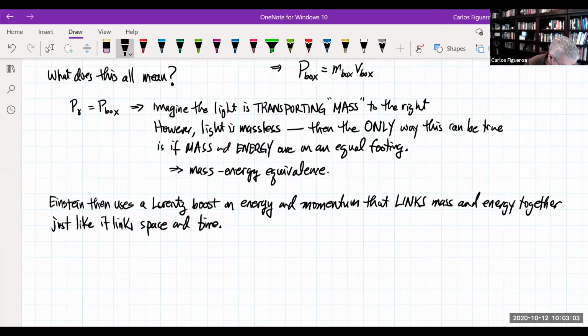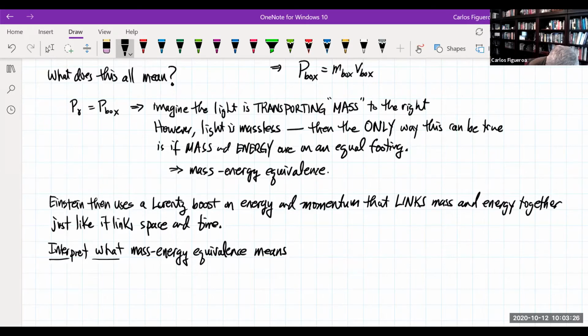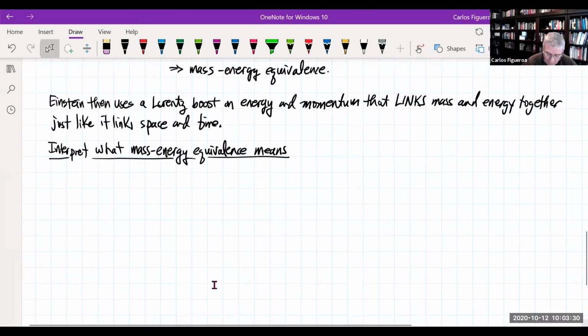So what we want to do here is interpret what the mass-energy equivalence means. Okay, we want to interpret this so that it's real clear where we're headed.